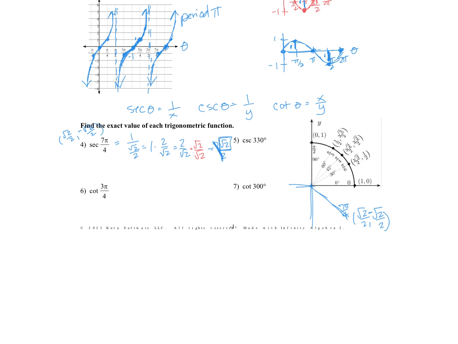So I'm just going to put a box around my square root of 2 because that's my answer. So now let's do cosecant of 330. 330, well, that's 30 degrees before 360. It's the 30 degree angle in my fourth quadrant. That's where 330 degrees is.